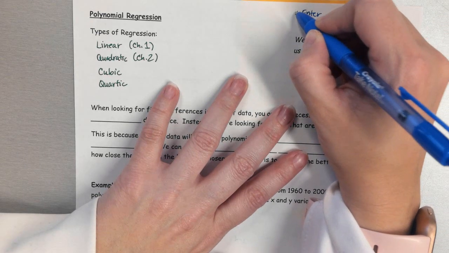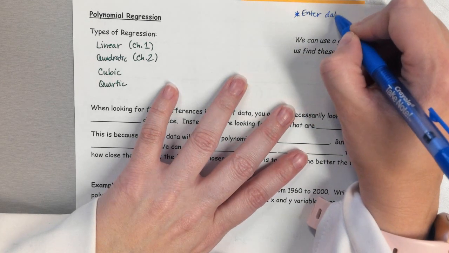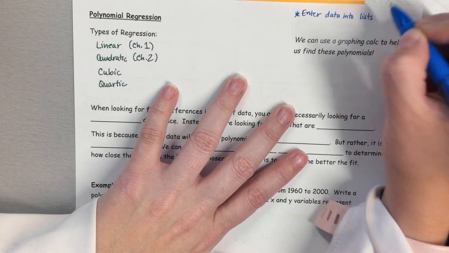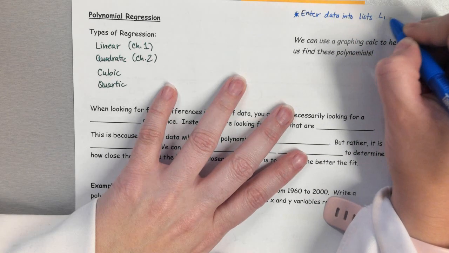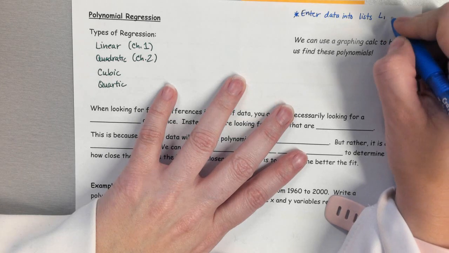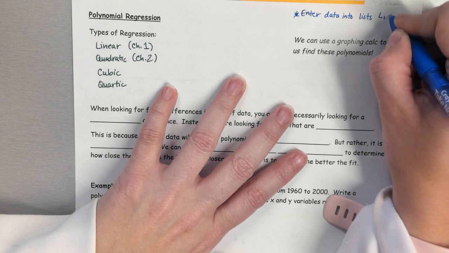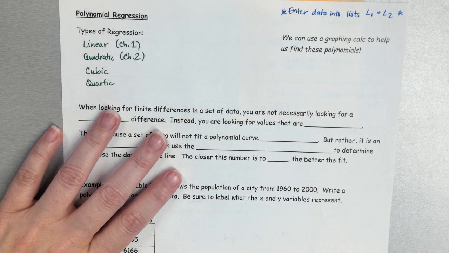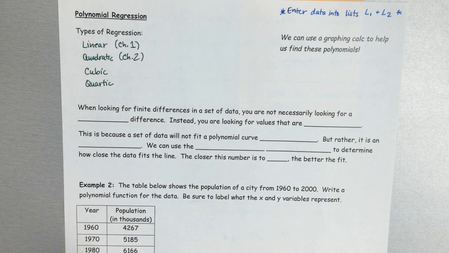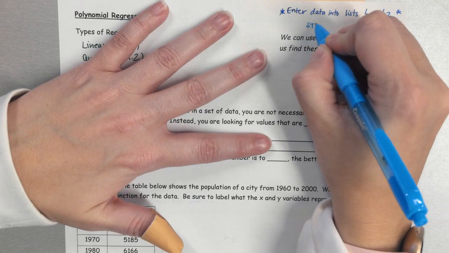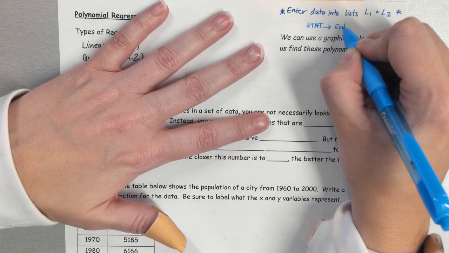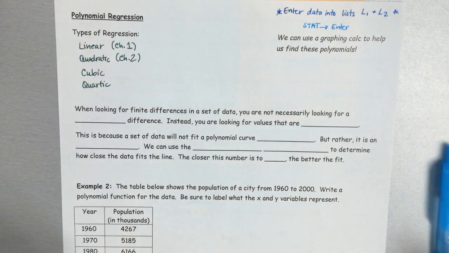Okay, maybe we need a little reminder. So we're going to enter data into, and then do you remember what your variables correspond to? List 1 and list 2? Do you guys remember where those are? Yeah, you go to stat, and then when you want to edit them, you just press enter. You go to stat and then enter. And guess what? We will be doing that.